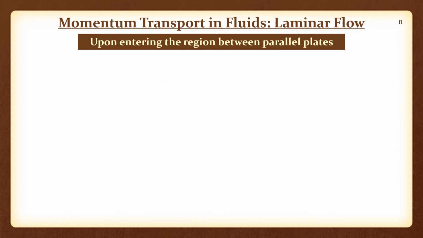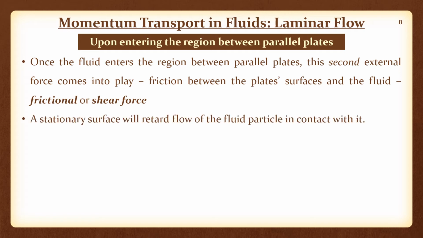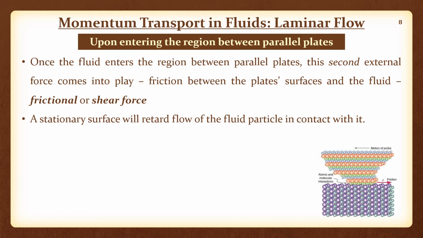Now, upon entering the region between the two parallel plates, a second external force comes into play. This external force is the friction between the plate's surface and the fluid. This is the frictional force or a shear force. Now what will happen? A stationary surface will retard the flow of the fluid particle that is in contact with that surface, right?